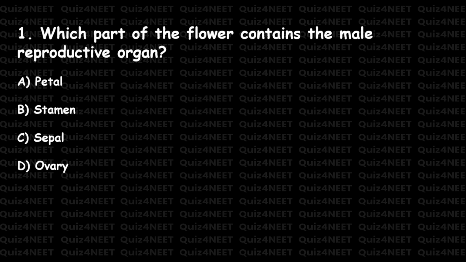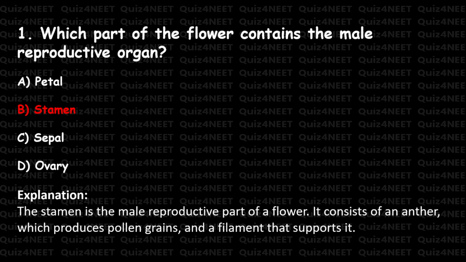1. Which part of the flower contains the male reproductive organ? A. Petal, B. Stamen, C. Sepal, D. Ovary. Right answer, stamen. Explanation. The stamen is the male reproductive part of a flower. It consists of an anther, which produces pollen grains, and a filament that supports it.